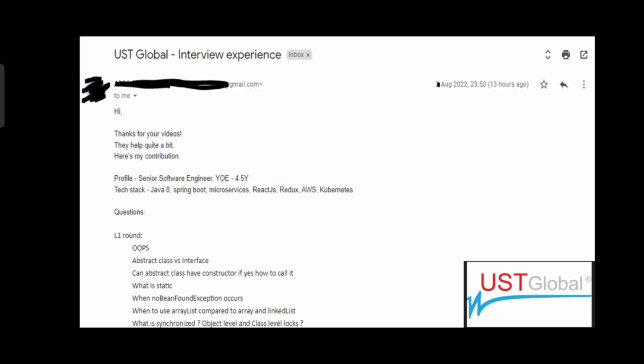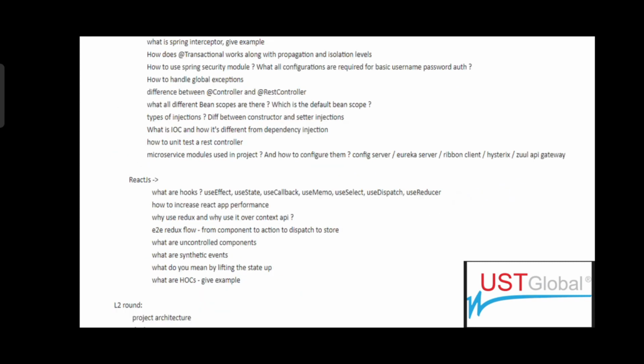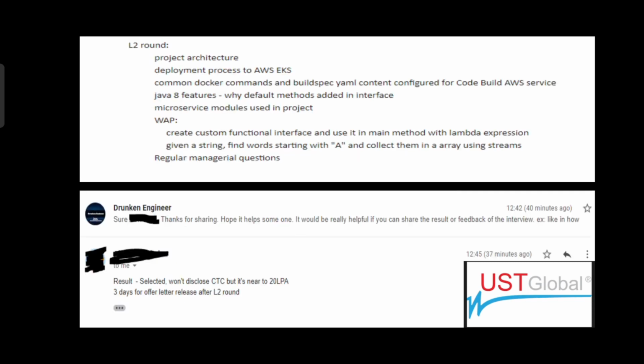This was recent. So this is the mail. You can go through the entire mail. We have already discussed it. We got this in August 2022, so sharing the same. So these are all the questions. You can pause for a moment and go through the questions that we have already shared.